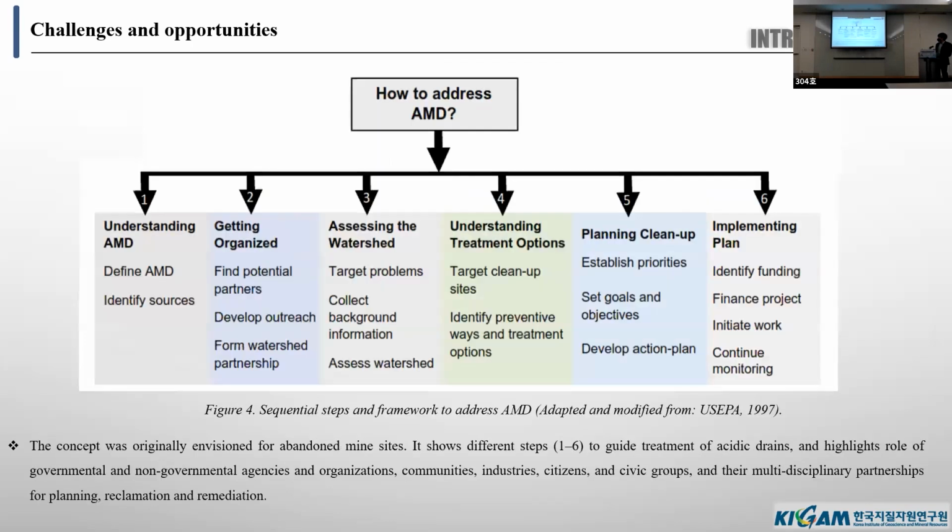So this is how we can treat the AMD. The first, we need to understand where the source of AMD is and what the chemical component of the AMD is. And we have a sequence of steps, a framework, to treat the AMD. So this means to treat AMD, we need to follow these steps.